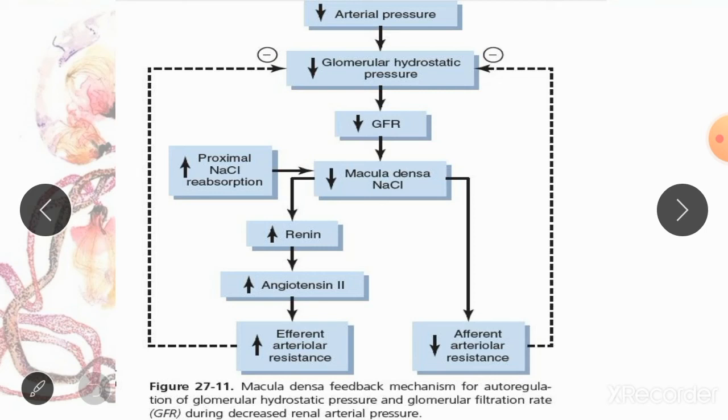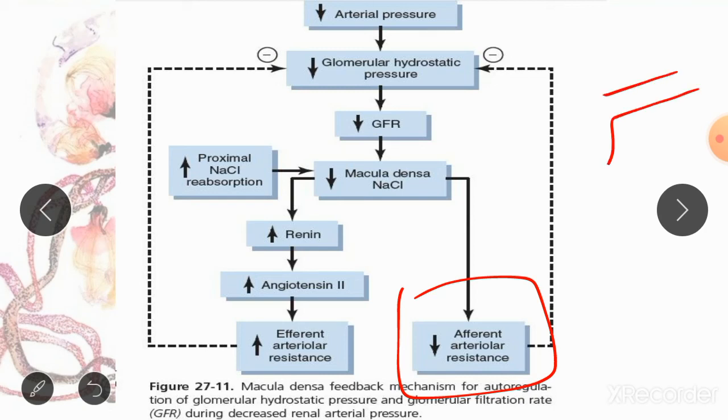By the time the filtrate reaches the distal convoluted tubule, the macula densa cells detect there is a very low concentration of sodium, and they do two things. One important thing is they dilate the afferent arteriole, so more blood can enter the glomerular capillaries. Secondly, they cause the activation of the renin-angiotensin system, and angiotensin 2 is formed, which constricts the efferent arteriole. Now both of these functions are going to increase GFR.